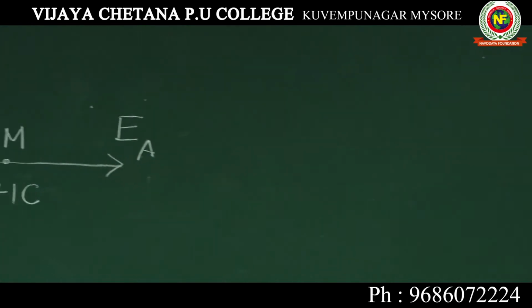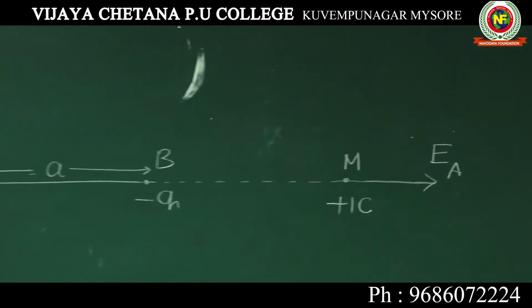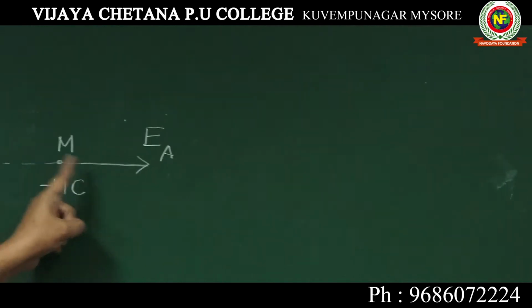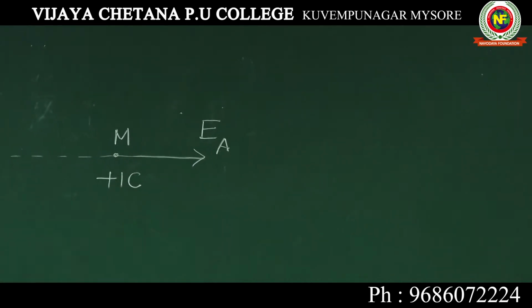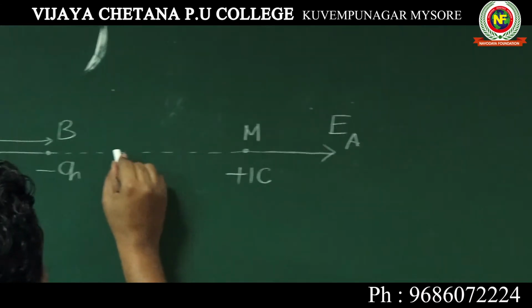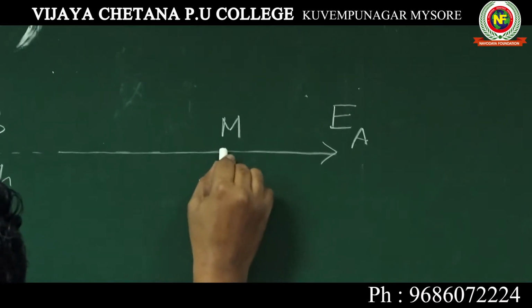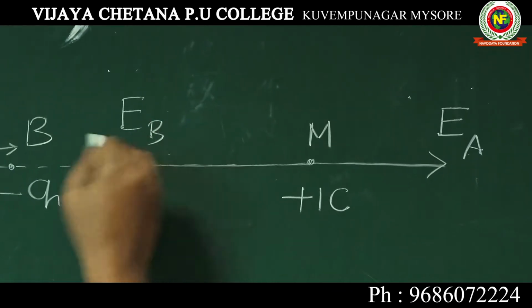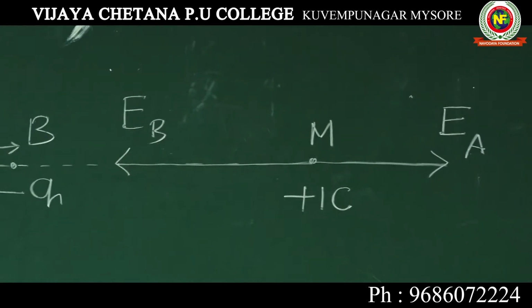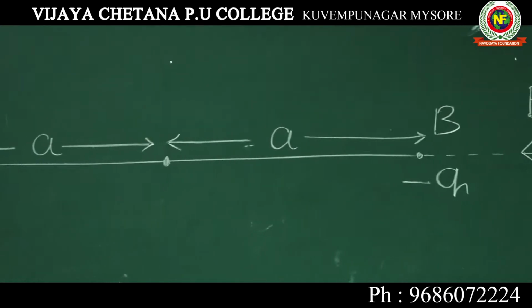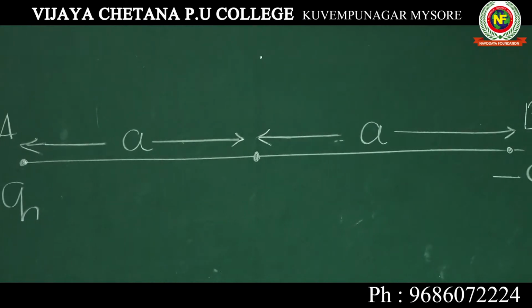You are understanding, I think? Charge at A is Q. Q is now repelling the +1 coulomb charge. As a result, I am directing the intensity this way. Now the negative charge will attract it. Longer vector, I call this as EB. It is very clear that EB is greater than EA. I think you have followed all these things.